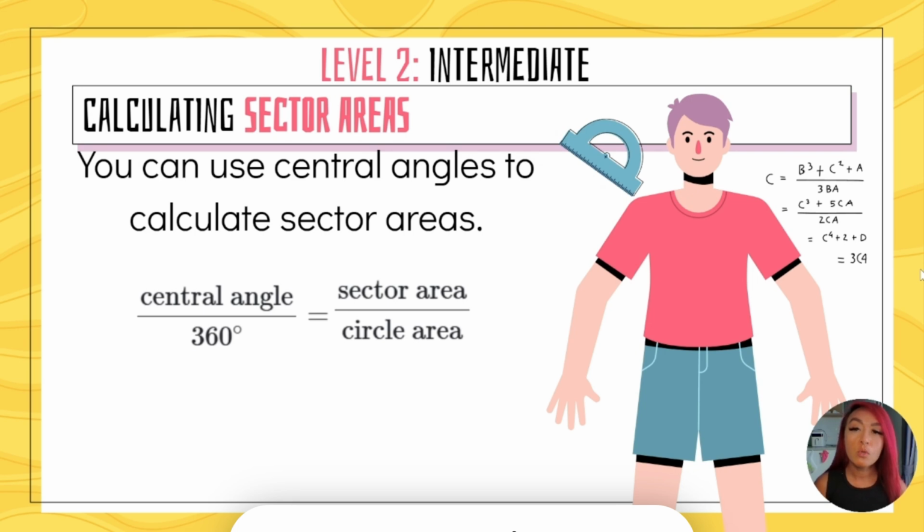In Level 2, we'll look at calculating sector areas. You can use central angles to calculate sector areas. So the formula is very similar. It's the central angle over 360, but now we'll set that equal to the sector area over the circle area.